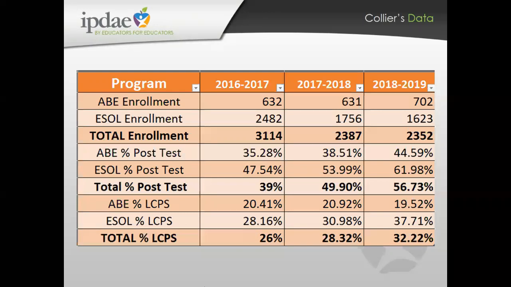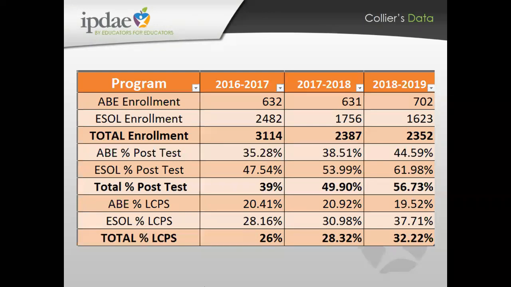So slowly we started making changes, and we'll talk as we go through the presentation about some of those changes that we put in place. And you can see that we made some growth there from 2016-17 to the 2018-2019 school year. So we went from 39% of our students testing to 56.73% testing. Again, not quite there in meeting outcomes, but we're getting closer. And then with our LCPs from 26% to 32.22%, not quite there.